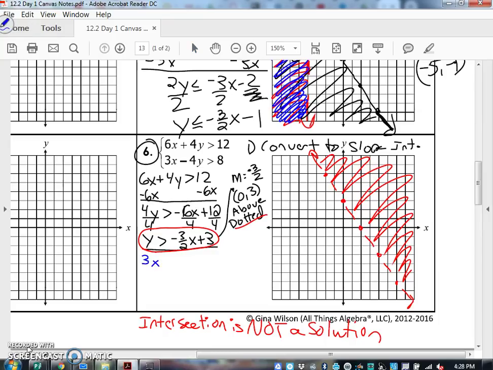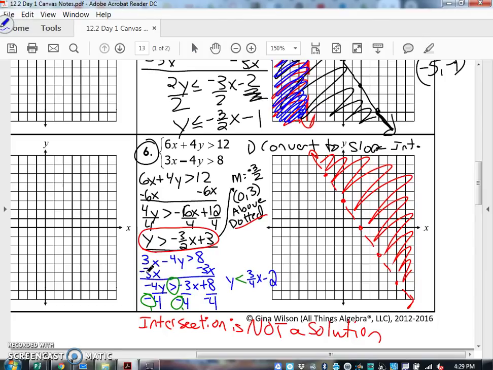Let's take a look at the second linear inequality and convert that to slope-intercept form. That's 3x minus 4y is greater than 8. I'm going to subtract 3x from both sides. That will give me negative 4y is greater than negative 3x plus 8. I'm going to divide by negative 4 on both sides. Because I'm dividing by a negative, I'm going to flip the sign. So what I end up with is y is less than, because I had to flip the sign, 3/4 x minus 2. That flipping of the sign is, again, because I'm dividing by a negative.